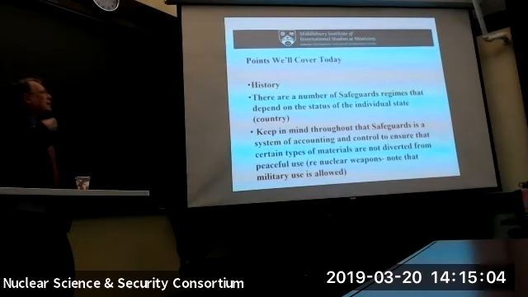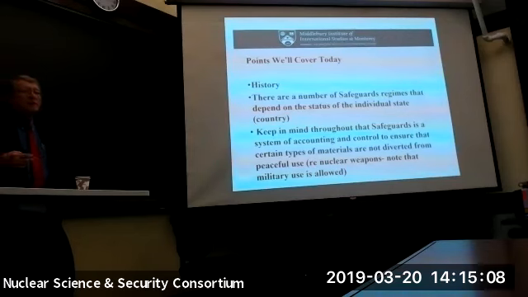So a couple of takeaways. What I'd like you to take away from this, first of all, is an understanding of what safeguards is and how it developed. Safeguards is the concept of safeguarding nuclear material. Anybody have a definition of nuclear material?